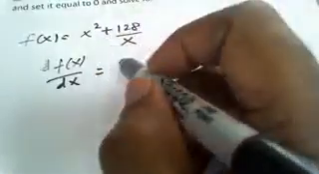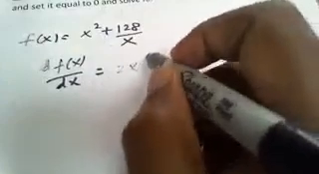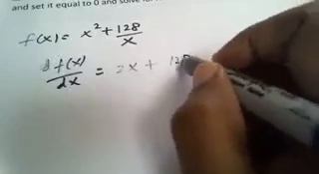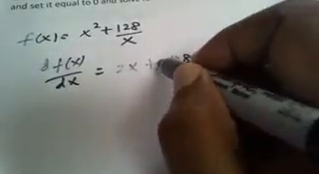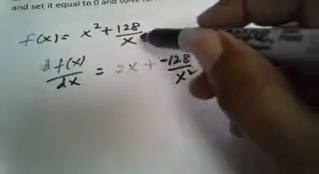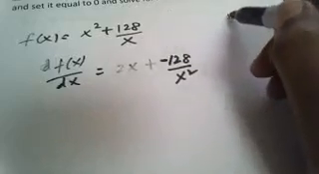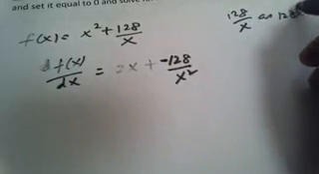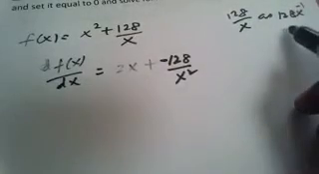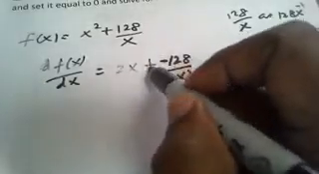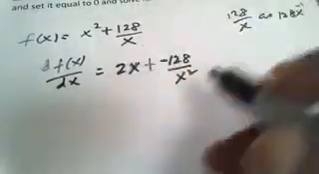The first part is 2x plus 128 by x square, and it also becomes minus 128 over x square. So hopefully you know how to do this, because you can write 128 over x as 128 times x to the power of minus 1, and you can use the power rule, and you can say minus 1 times x to the power of minus 2. So that's how you end up getting the derivative equal to this.